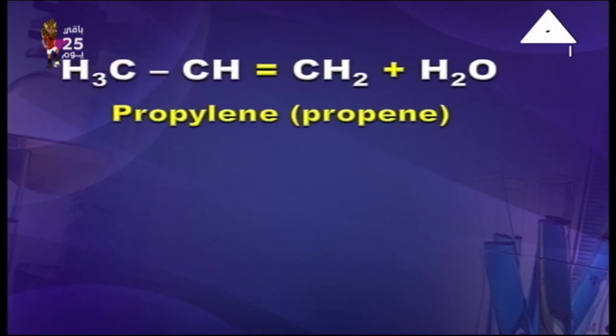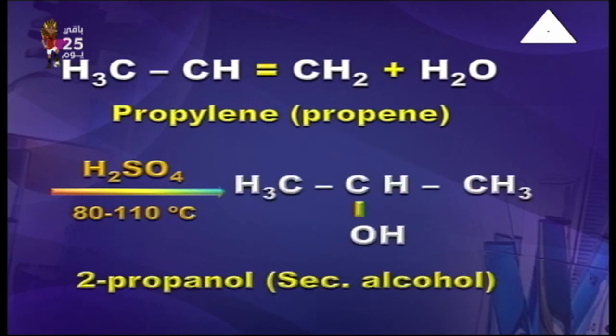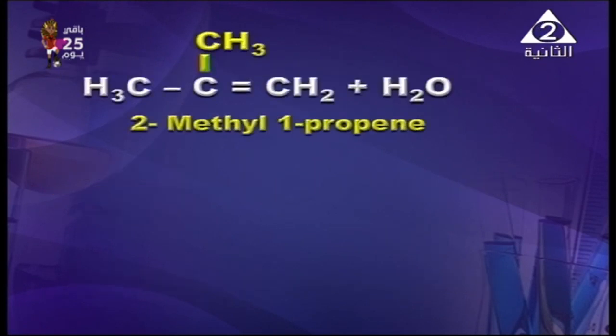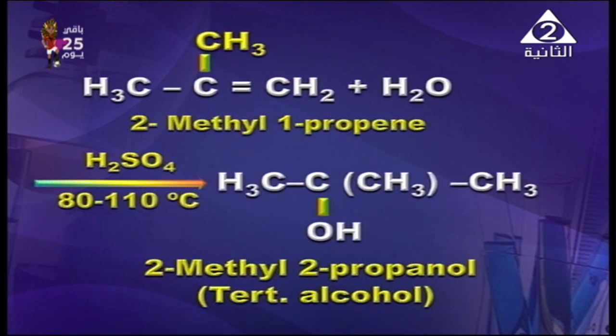For example, propene plus water on hydration in the presence of concentrated sulfuric acid from 80 to 110. Here we apply Markovnikov's rule, the hydroxyl group attaches to the carbon poor in hydrogen, and so it gives 2-propanol as shown on the screen, CH3CHOHCH3, which is a secondary alcohol. Here 2-methyl 1-propene, on adding water and sulfuric acid as catalyst at 80 to 110 degrees Celsius, gives 2-methyl 2-propanol, which is a tertiary alcohol, as shown on the screen.